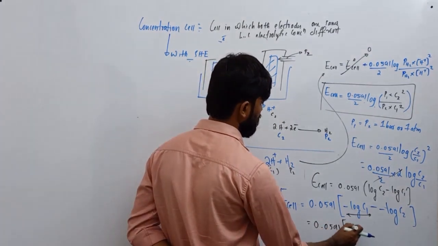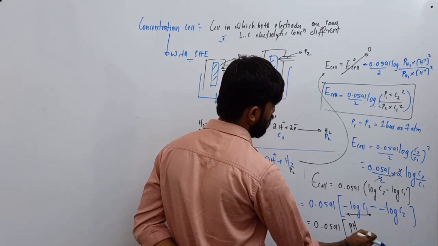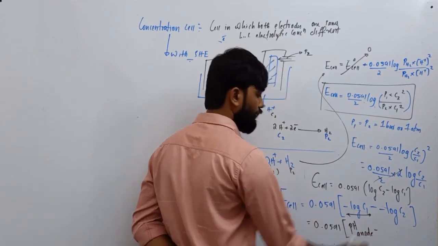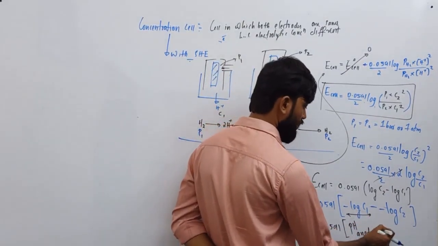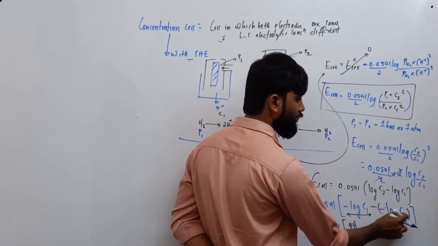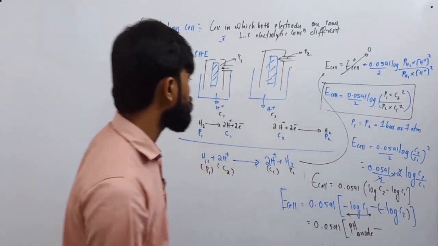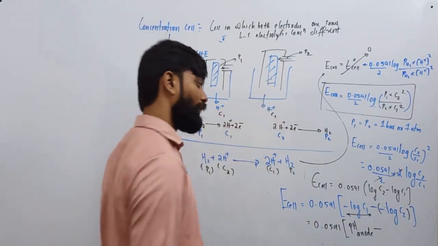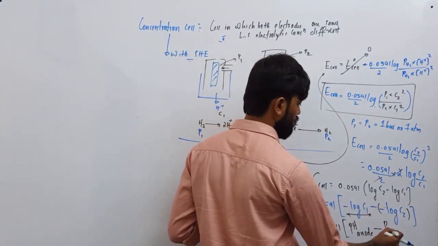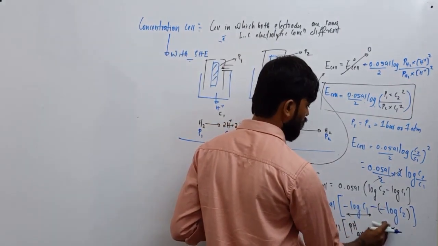So this is pH of anode, and pH of anode minus, what is this much? Minus log C2. C2 is the concentration of H plus in cathode. So minus log C2 means pH of cathode. So this is the expression, okay?